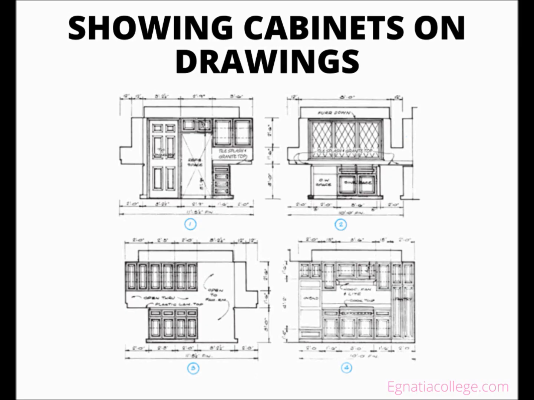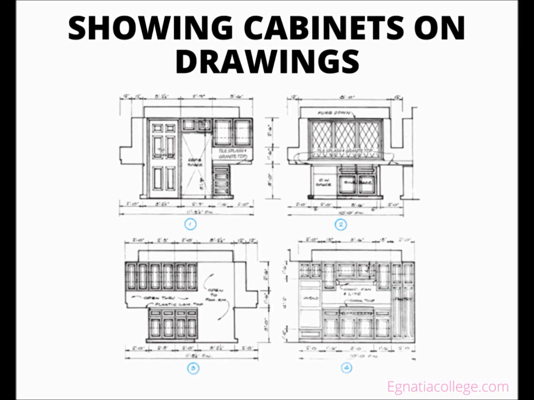Cabinet elevations are drawn for each direction from which cabinets can be viewed. These elevations show the types of cabinets, their sizes, and their arrangement. Cabinet types and sizes are recognized by a combination of drawing representations and commonly used letter/number designations.